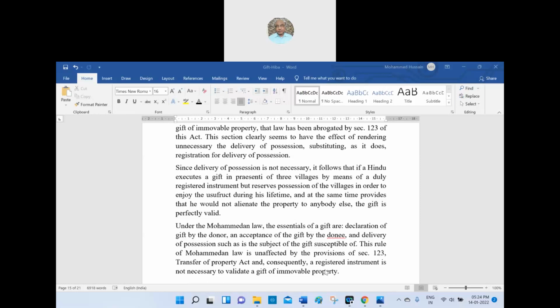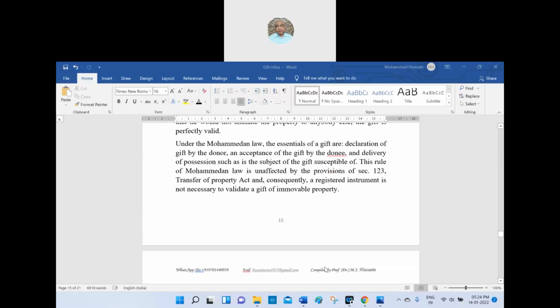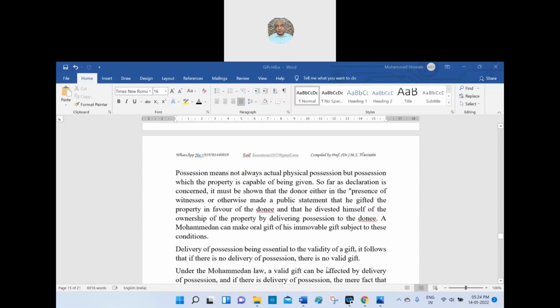So, delivery of possession of such is the subject of the gift susceptible. The rule of the Mohammedan law is unaffected by the provision of Section 123 of the Transfer of Property Act. Consequently, a registered instrument is not necessary to validate the gift of immovable property. But generally, they say a registered instrument is not necessary, but to be on the safe side, it should be there. Generally, they say in the Mohammedan law, a man can keep 5 wives at a given point of time. But actually, none. Only one is equal to 4. Possession means not always actual physical possession, but a possession which the property is capable of being given.